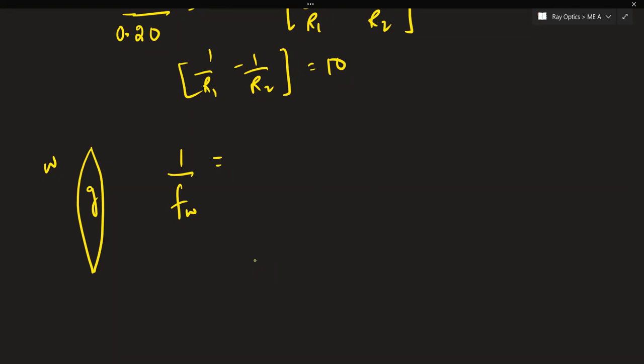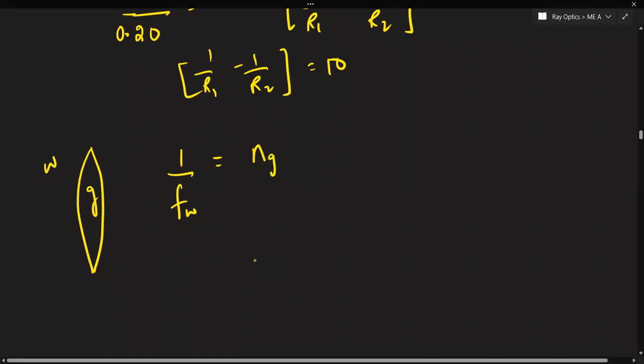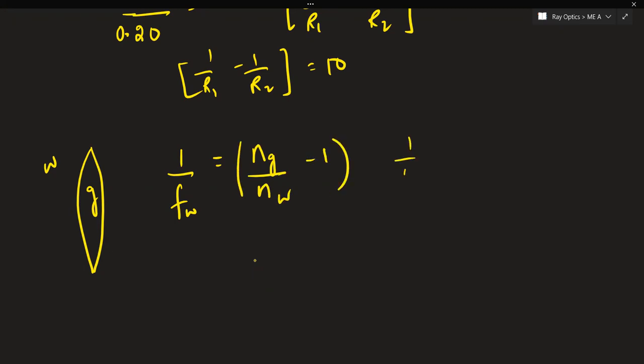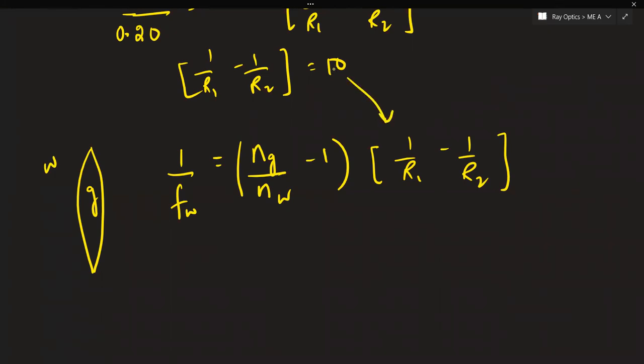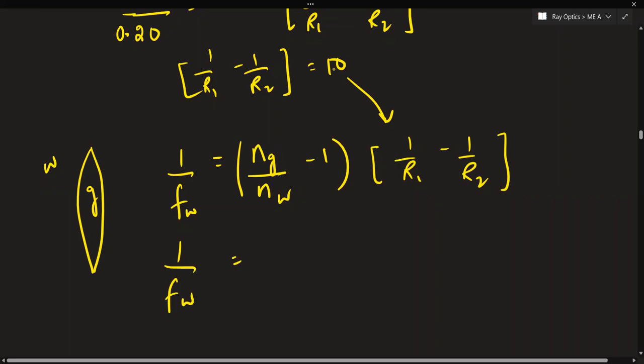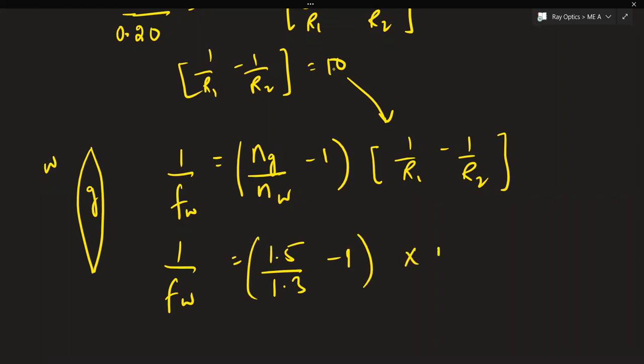So 1 by focal length in water will be the refractive index of glass by the refractive index of water, minus 1, times 1 by R1 minus 1 by R2. Now, this time this FW is not known, but we already know 1 by R1 minus 1 by R2 from this equation. We can keep this value here. So 1 by focal length in water can be calculated. This only was unknown, to calculate the change in focal length. So see, 1.5 by 1.3 minus 1, and multiplied by 10. Keep this entire value as it is.